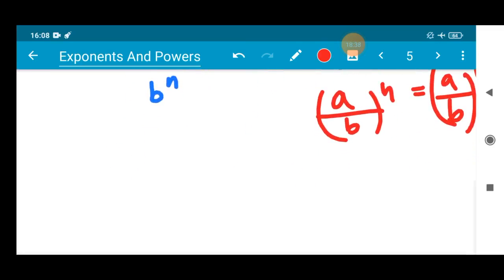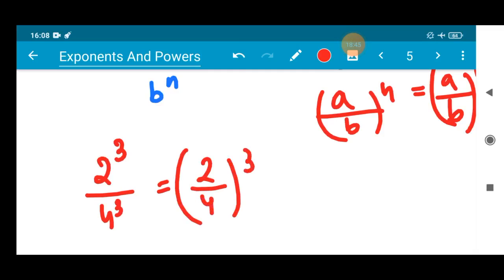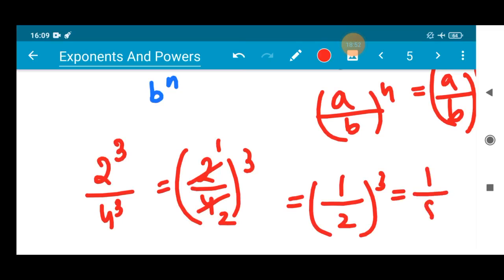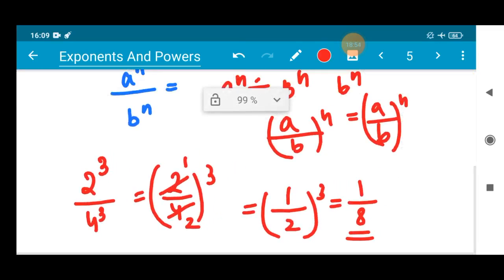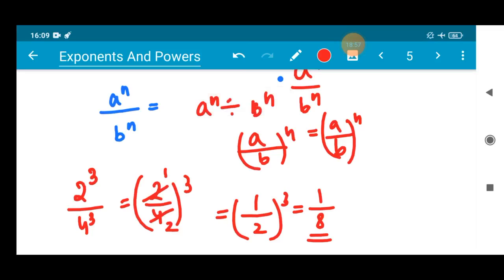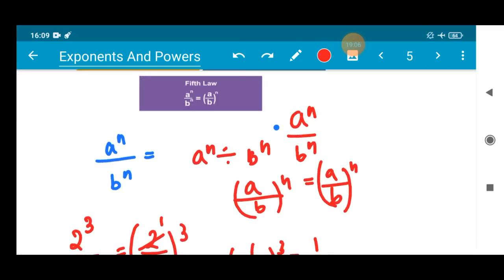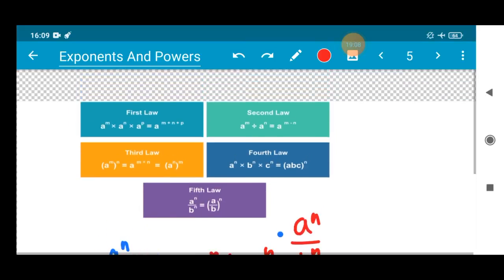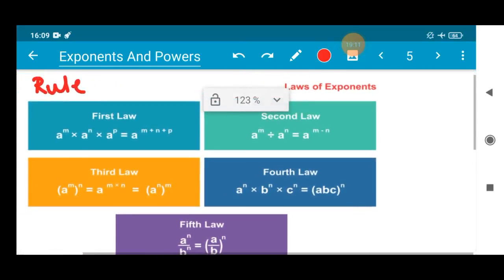Suppose you have 2 to the power 3 by 4 to the power 3, then we can write 2 by 4 to the power 3. It will be very easy for you all to solve. Then you can solve: 2 ones are 2, 2 twos are 4, so 1 by 2 whole cube means 1 by 8, isn't it? So you just saw that whenever the bases are different and there is a division sign, the exponent should be written once in that condition. Okay, when you have the division sign. So these are the conditions, these are the rules. I hope you people understood.